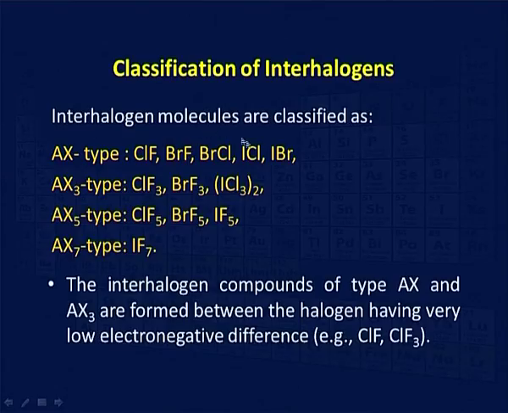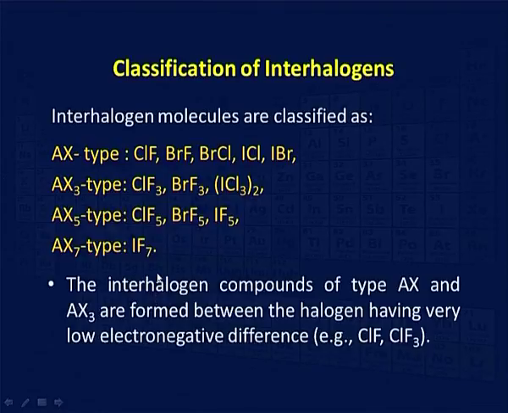This is the classification of the interhalogens. These molecules are classified as AX type: chlorine fluoride, bromine fluoride, bromine chloride, iodine chloride, iodine bromide. AX3 type: chlorine trifluoride, bromine trifluoride, iodine trichloride. AX5 type: chlorine pentafluoride, bromine pentafluoride and iodine pentafluoride. And the AX7 type of interhalogen is iodine heptafluoride.